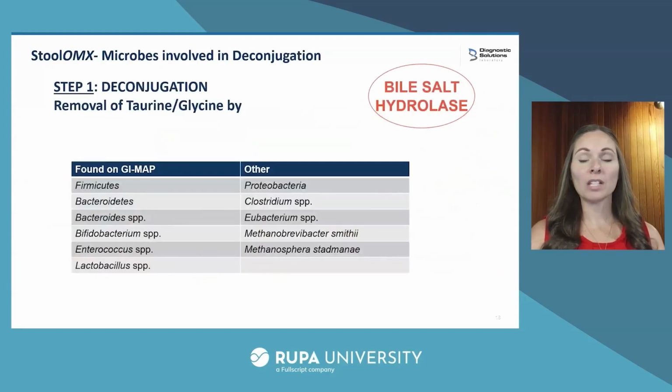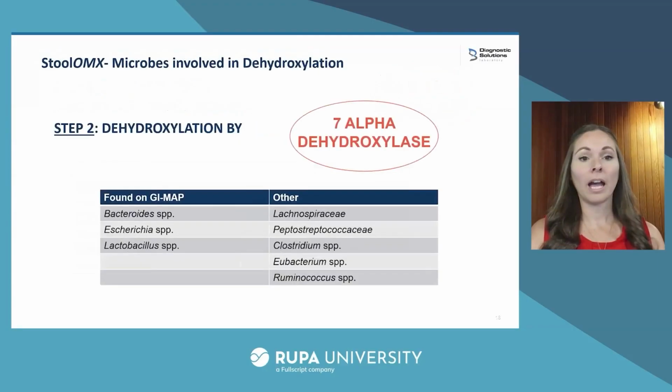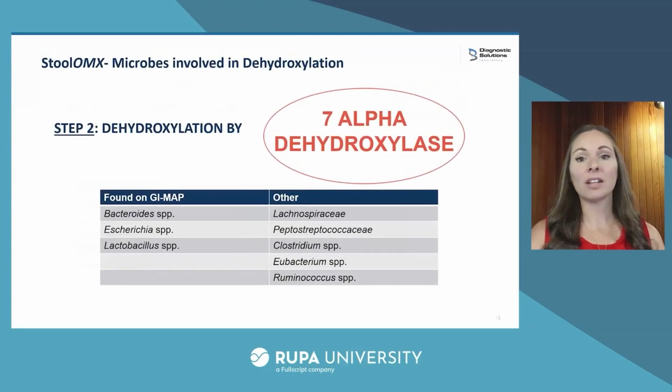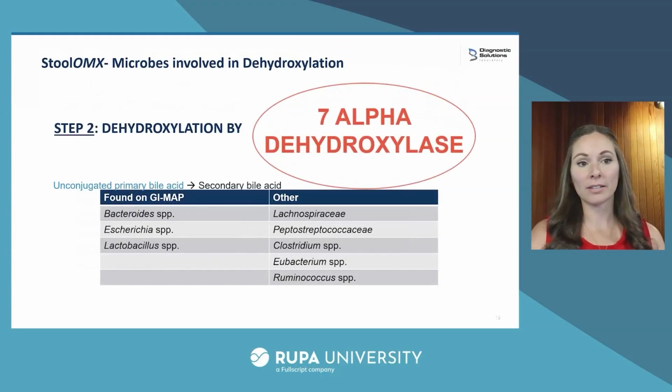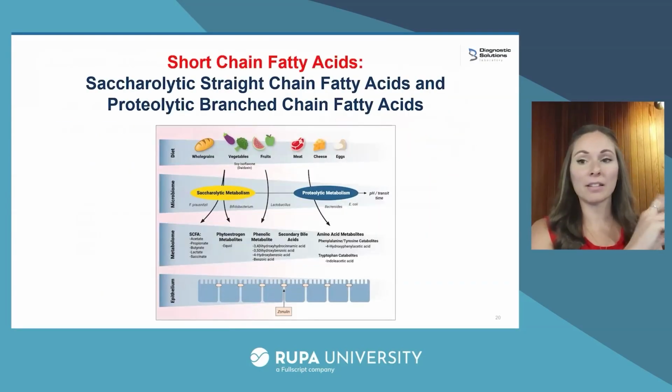Okay, so that step one of deconjugation using bile salt hydrolase, you can see on the left the microbes that we can see on the GI map, and on the right, the ones that we don't see on the GI map. And what this shows us is the additional information that we get about the microbiome from the StoolOMX. So if we have impaired conversion, we're thinking about all of these microbes. And then these are the ones that have 7-alpha dehydroxylase. Okay, so that was the top portion. That was looking at bile acids. So that's the top half of that summary page.